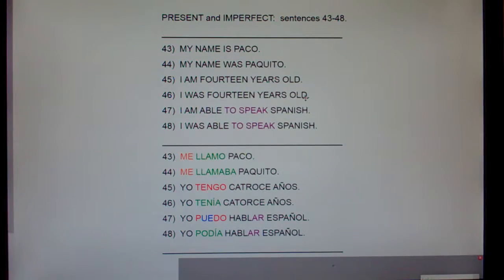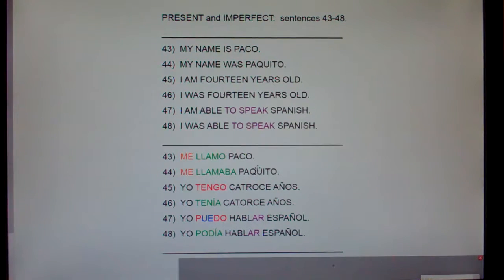Now I want you to notice, for the past tense, it's my name is, my name was. The second one is past tense. For all of these past tense, they're imperfect. If it's an AR verb, it's going to end in aba. And if it's an ER-IR verb, it's going to end in ia. Because remember, imperfect is a form of past tense. And if it's an AR verb, it turns into a form of aba. And if it's an ER-IR verb, like tener, it turns into tenía.